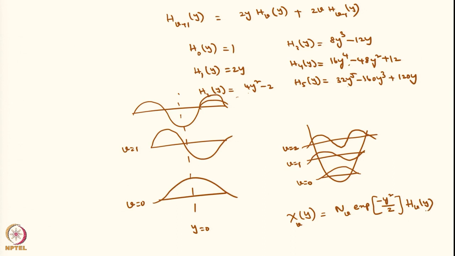Now, one thing that I want to tell you is that when you have the Hermite wave function chi of v, written in terms of y, this is nothing but some normalization constant N_v times the exponential of minus y squared by 2 times H_v(y). But we said y is nothing but alpha to the power of half times x, where alpha is equal to, what was the value of alpha? Mu omega by h bar. Yeah, that's what it is.